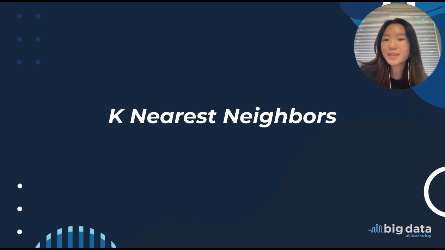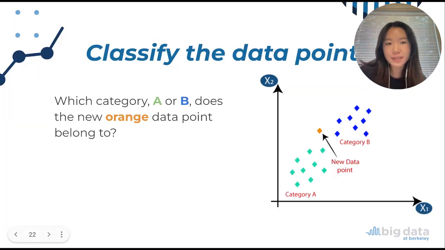So let's move on to our next model, which is k-nearest neighbor. It can be explained like this. Look at this example. We're trying to classify this orange data point, and we have category A, which is green, and category B, which is blue. Which category does this orange data point belong to? It's very hard to tell, isn't it?